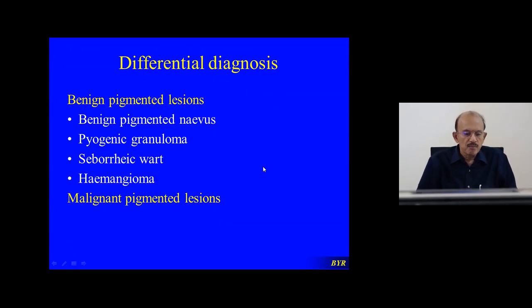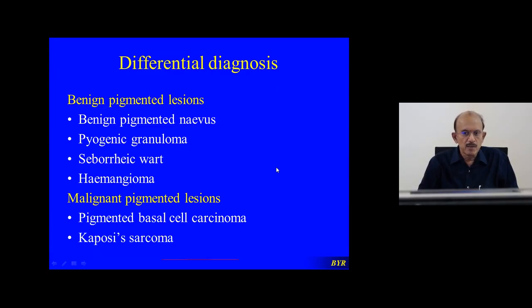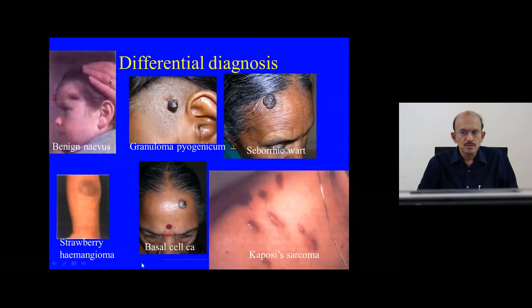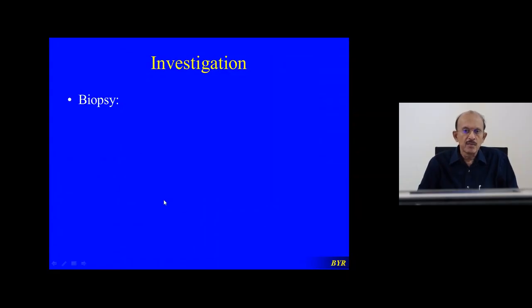Wonderful. It is basal cell carcinoma. Very good. So pigmented basal cell carcinoma. There is one more condition, Kaposi sarcoma. Kaposi sarcoma also produces malignant pigmented lesion. So these are the examples. This is benign nevus, granuloma pyogenicum, seborrheic wart, strawberry hemangioma, basal cell carcinoma, and this is Kaposi sarcoma. Investigation, biopsy.